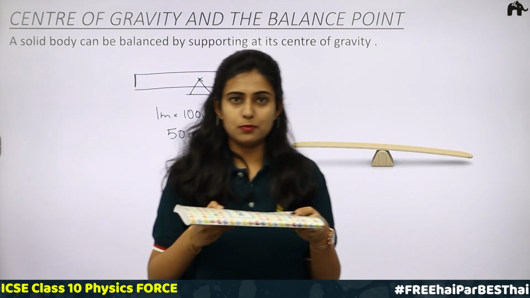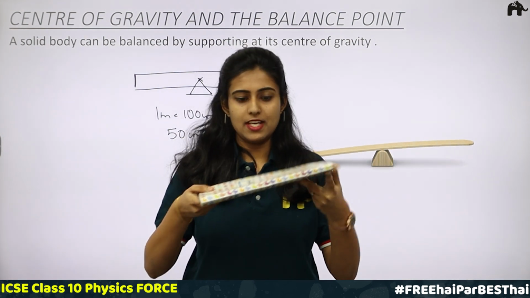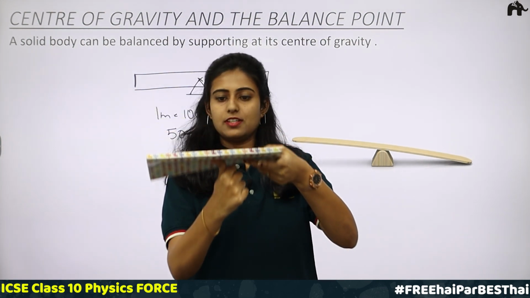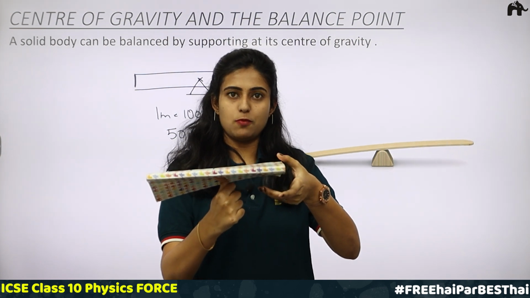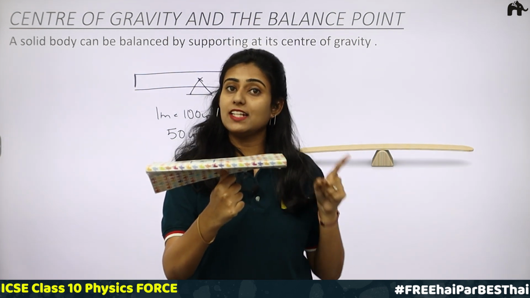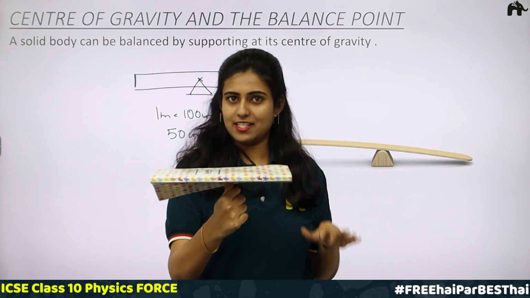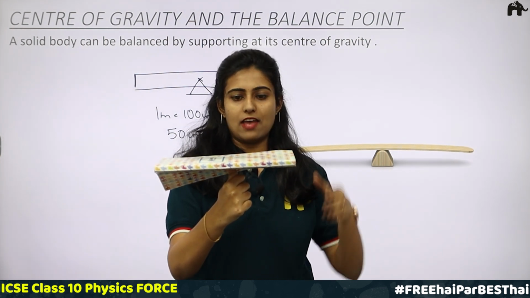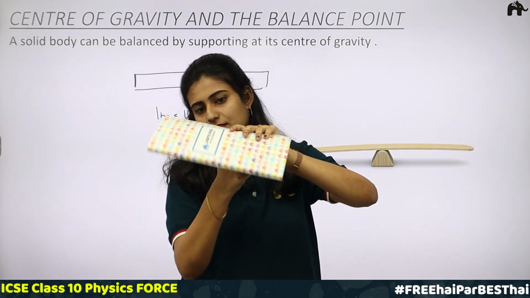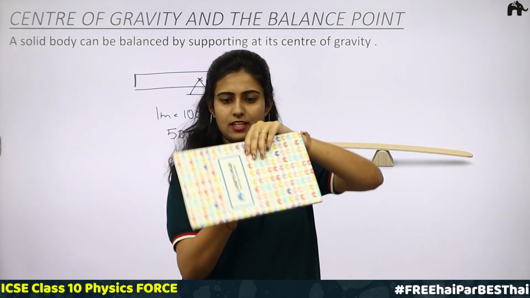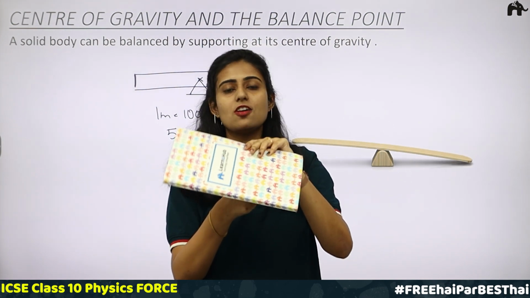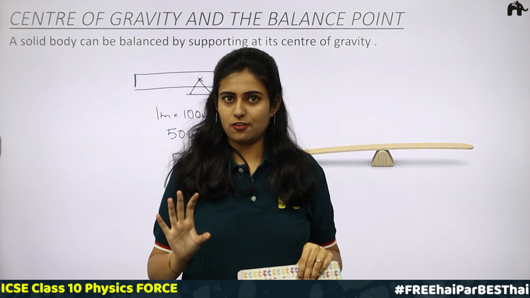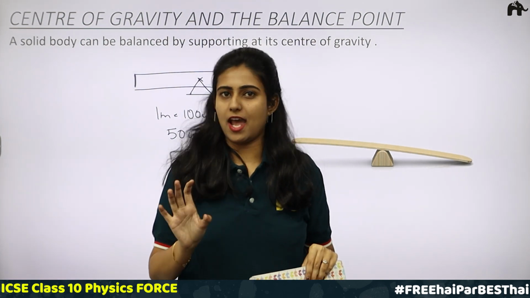So here I have a book and I am going to balance this. Let's see how to balance this book. Keeping my finger at this point, where I think the diagonals will intersect, I can balance the book. I can keep the book like this, right? So this is the center of gravity. If I try to keep the book somewhere else on my finger, the book is falling, which means it is not the balance point. So you will have a balance point which will be at the center of gravity. Only at that point you can balance the body.